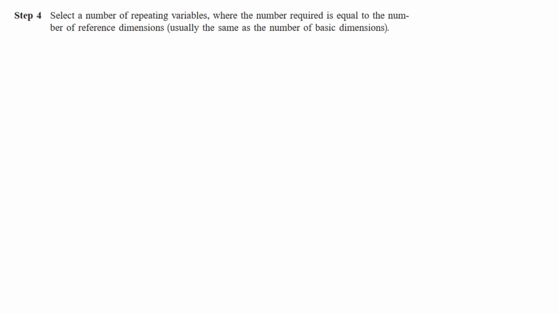In step 4, we are going to identify our repeating variables. So what is meant by repeating variables? As we saw in step 3, we will have two pi terms, pi 1 and pi 2. With the help of Buckingham Pi Theorem, we identified that we will have two pi terms by the formula k minus r, and repeating variables will be those variables that will appear in both of these pi terms. It will appear in pi 1 and it will also appear in pi 2.